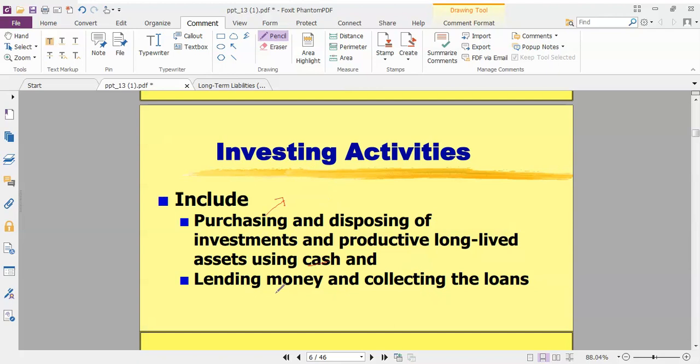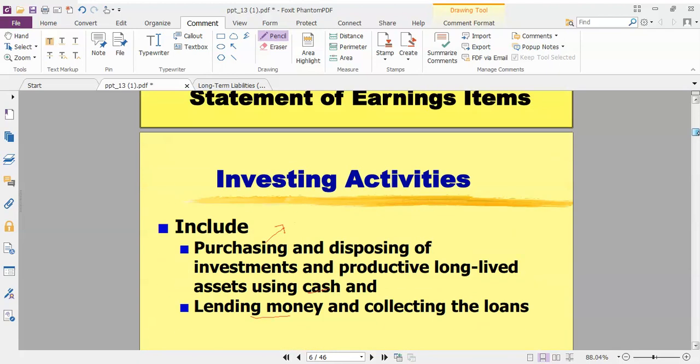And then also lending money and collecting the loans. If you make a loan from the financial institution, and then you get the cash, right? So the lending of the loan we also put under the investing activities.